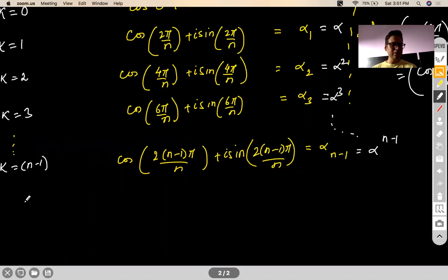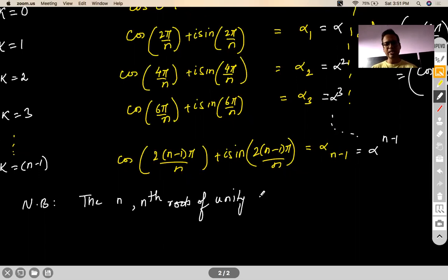So you can note down, very important, the nth roots of unity are in geometric progression. Is that fine? Any questions here?